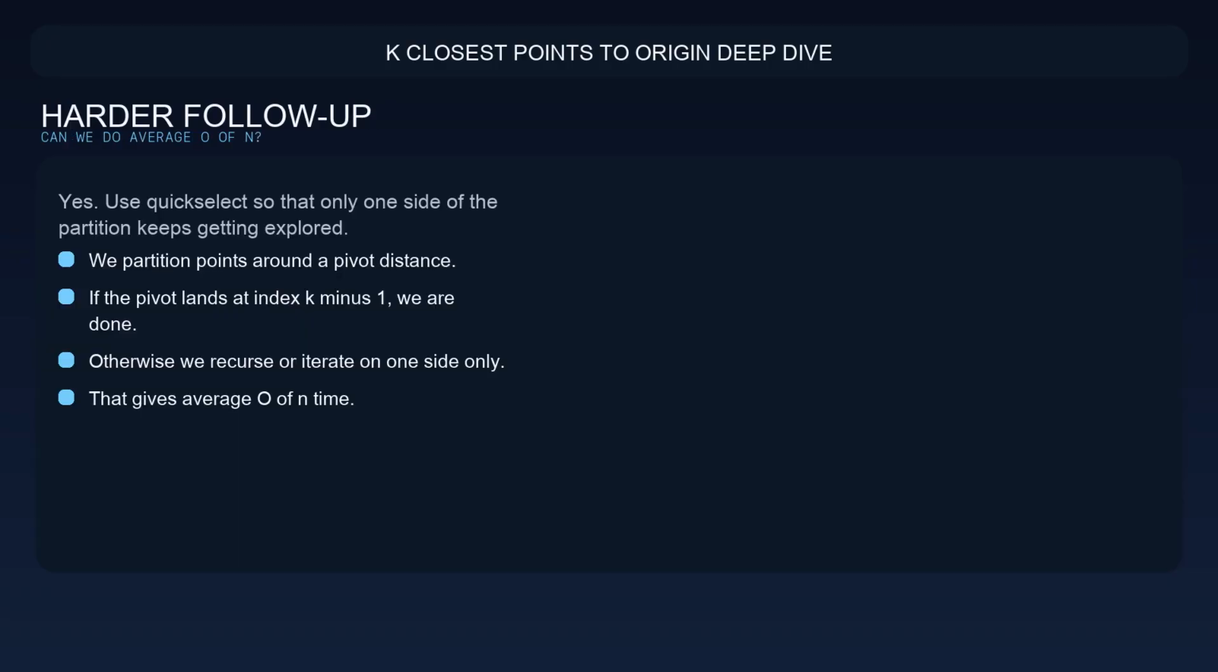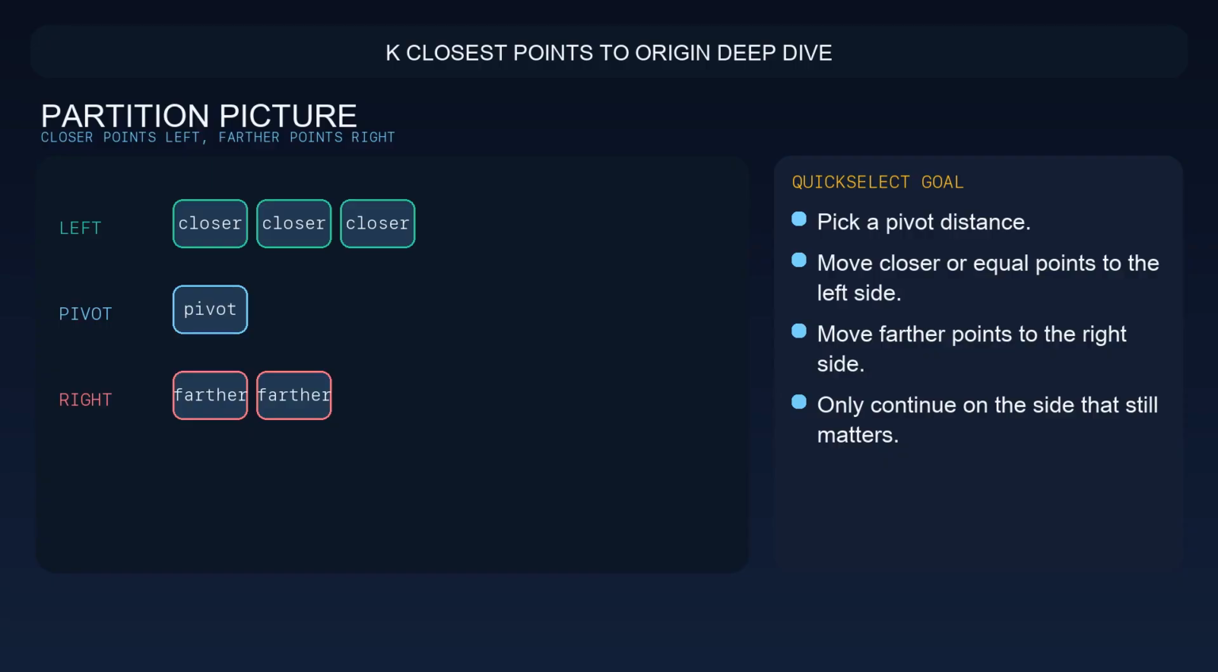Now for the harder follow-up. If the interviewer asks for average linear time, quickselect is the next step. The goal is no longer to maintain a running top k. Instead, it is to partition until the first k positions contain the answer. This is the quickselect picture. After partitioning, every point on the left is no farther than the pivot, and every point on the right is farther. If the pivot ends up at k-1, the first k points are exactly what we need.